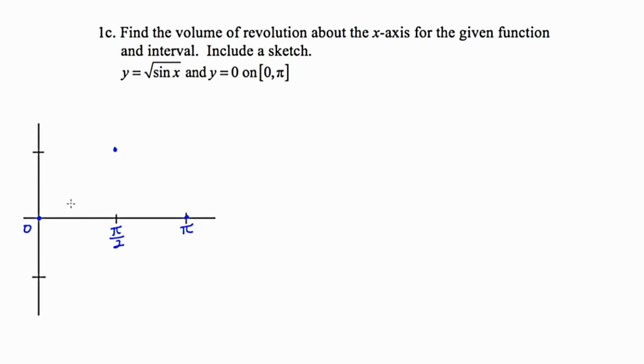And this gives me an approximate idea of what this graph is going to look like. The square root of sine is nothing we've ever really looked at, but we can get a sense of it from just plotting these three points. It's probably something like this. Okay, and you can always confirm that on your calculator if you're not sure.